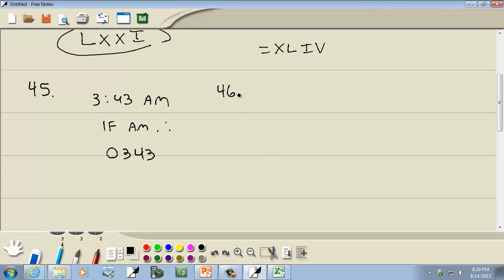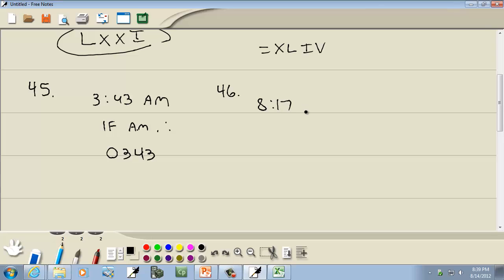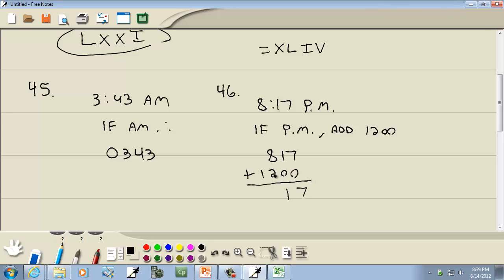Let's look at another one. We got 8:17 p.m. Now, if it's p.m., then you want to add 1200 to it. So if I dropped the colon, we'd have 817, and then we'll add 1200 to it. Watched any kind of military shows, you're probably used to this. So now when you tell somebody give them their pills at 8:17 and you don't specify AM or PM, this tells you exactly. Because if it's AM, it'd be 0817 instead of 2017.